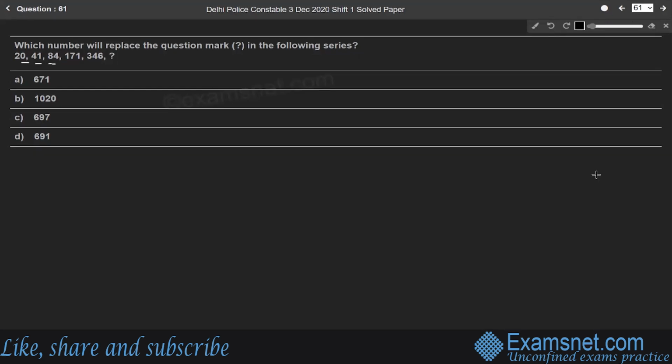So, in the following series, elements are 20, 41, 84, 171, and 346. We have to find the next number. So, the first number is 20. When 20 is multiplied by 2, we get 40. And when 1 is added to 40, we get 41. That is the second number. So, when the second number is multiplied by 2, we get 82. When 2 is added, we get the third number, right?